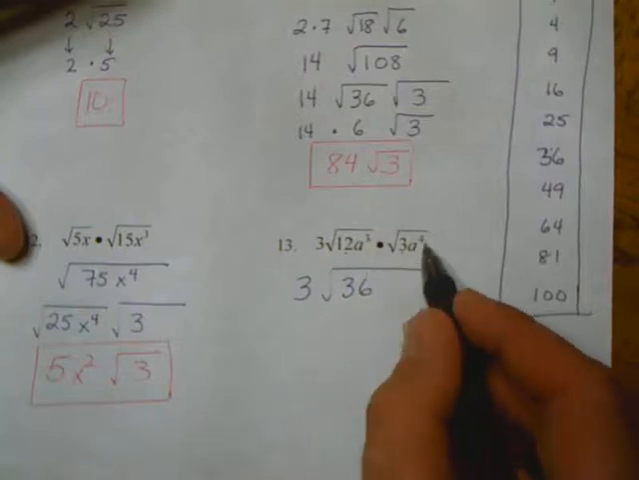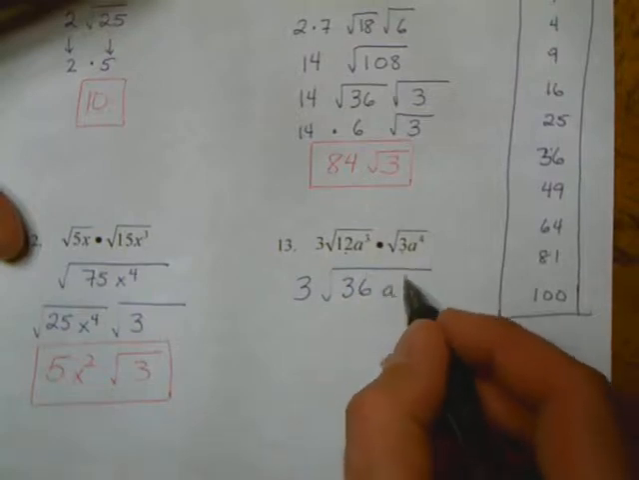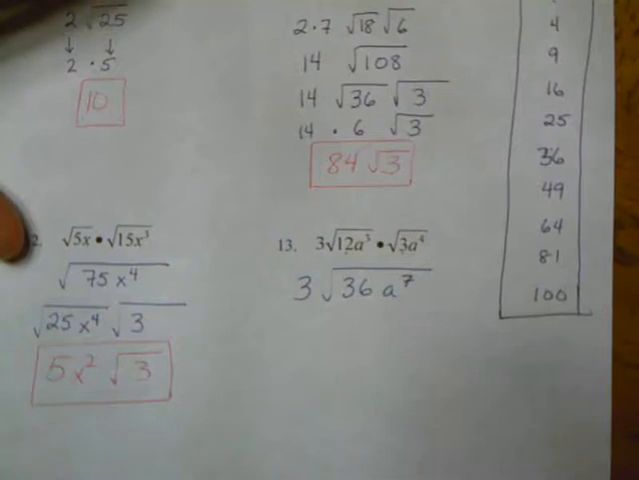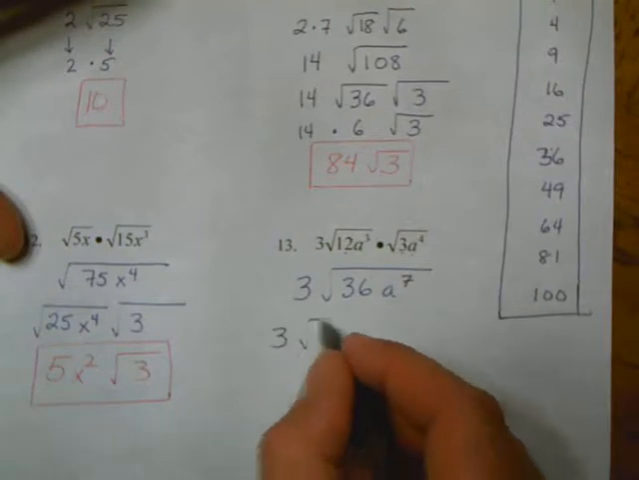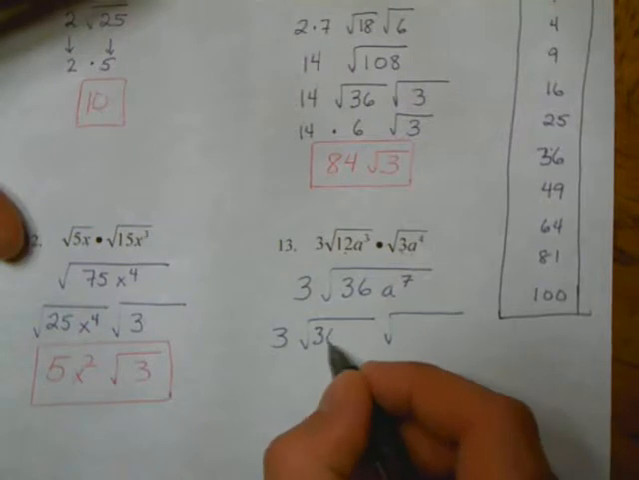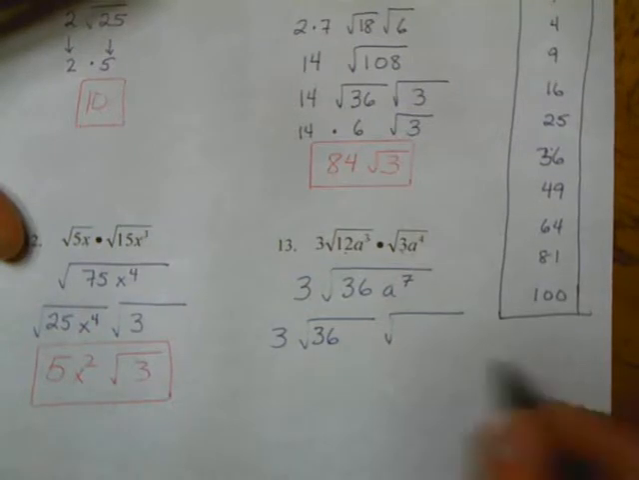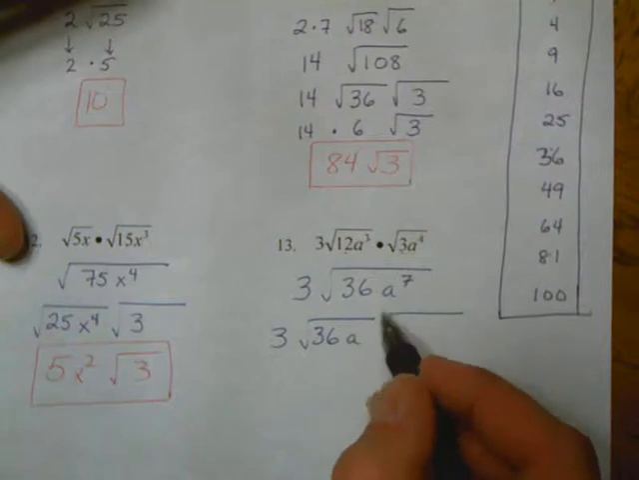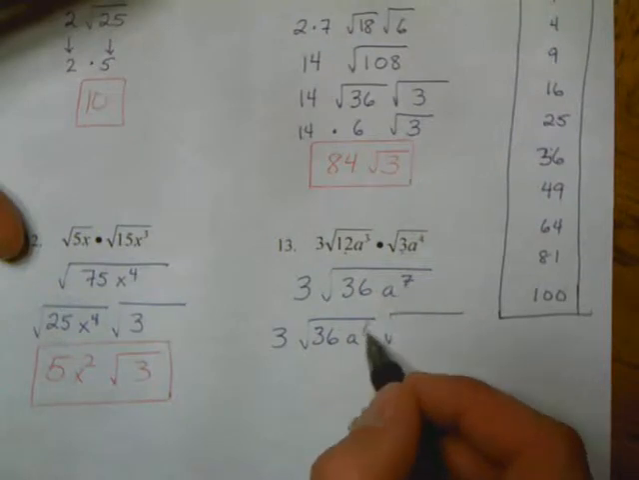So the number out front stays there. Then we're going to multiply our numbers. 12 times 3 is 36. A cubed times a to the 4th. Remember, we add exponents. That's a to the 7th. Now we break it into 2 radicals, one a perfect square and one left over.